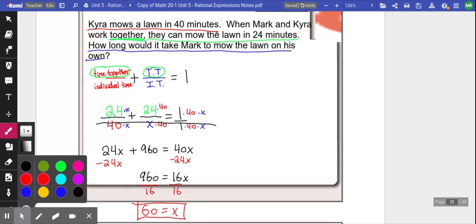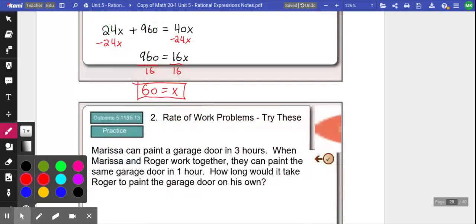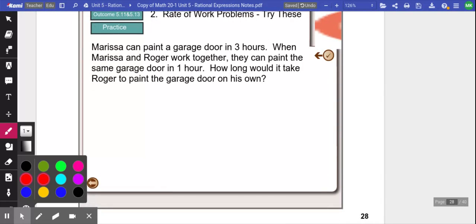That's a work problem. This is another work problem. This one's painting garage doors. I want you to try to set it up. So try to set it up and then unpause the video and see how the setup should look.